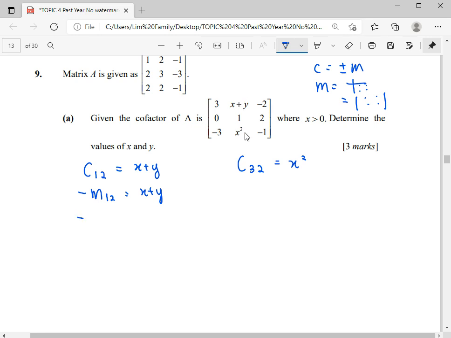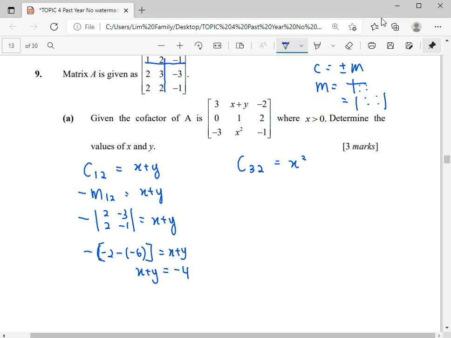So continue. If I want to do my minor, I'm going to cancel row 1, column 2. So the remaining will be 2, 2, negative 3, negative 1, which is equal to x plus y. So the determinant of this 2 by 2 will equal AD minus BC, which is negative 2 minus negative 6. Therefore, our first equation will be x plus y equals negative 4. So this is our first equation.